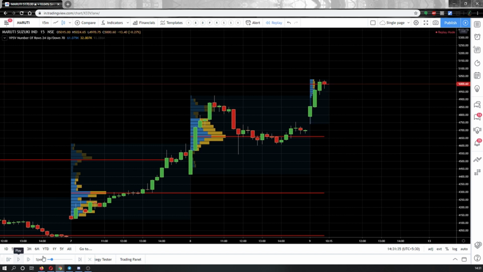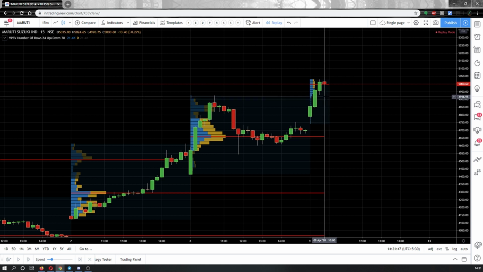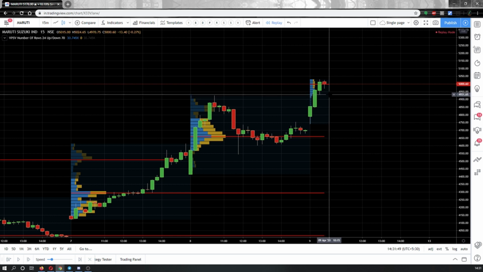This is the fourth candle. Okay, you saw the POC here. POC was somewhere here. It moved to here now. Now, this 10 o'clock candle is a red candle, but where did it close? It closed above the POC, right? So till now, Maruti is bullish.